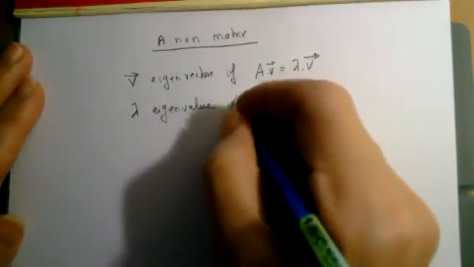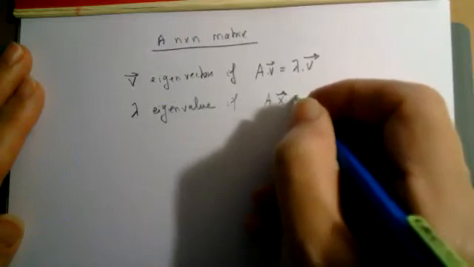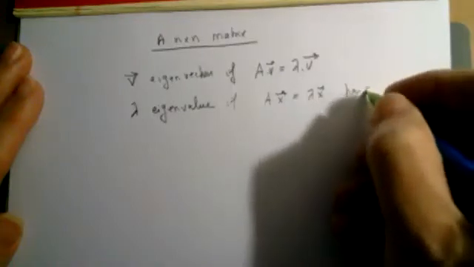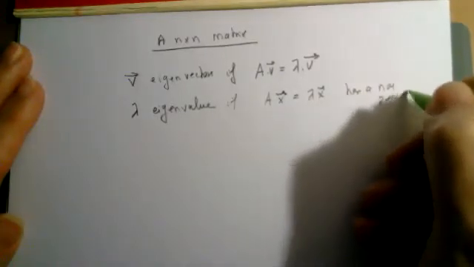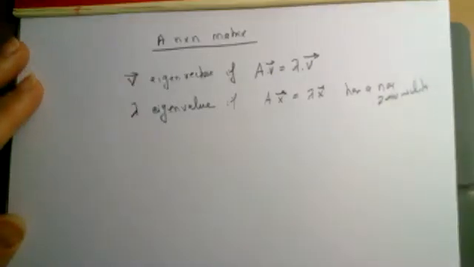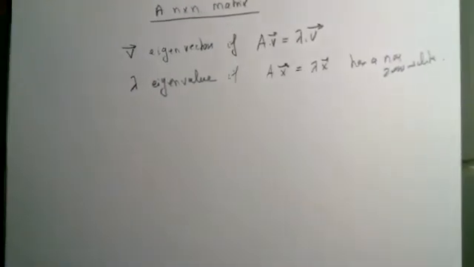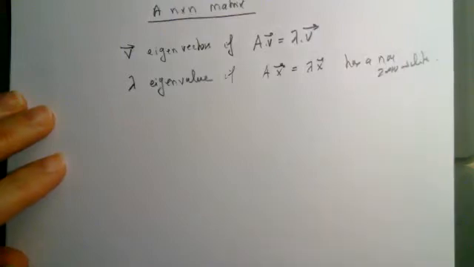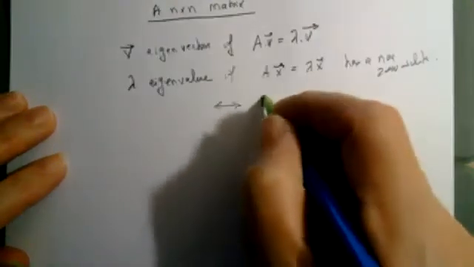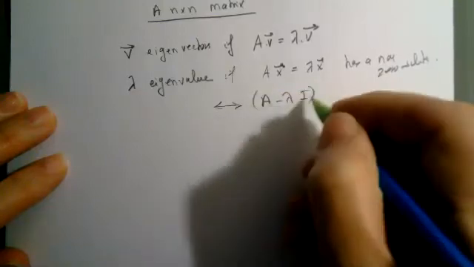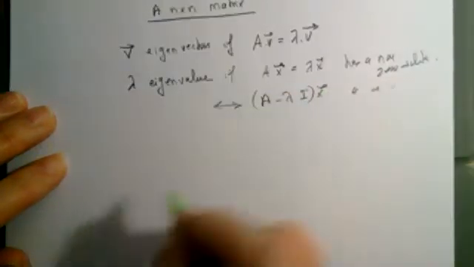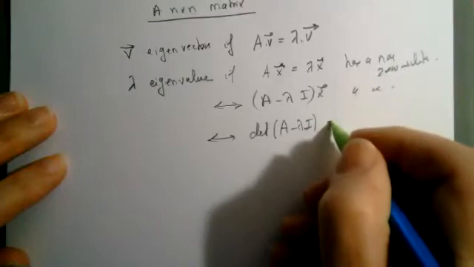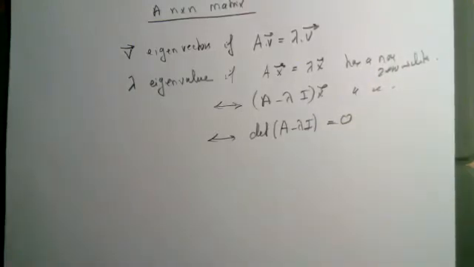Lambda is an eigenvalue if we can find a non-zero vector x such that Ax equals lambda x. This means Ax equals lambda x has a non-zero solution, which is equivalent to saying that (A minus lambda I) times x equals 0 has a non-zero solution, which means the determinant of A minus lambda I has to be equal to 0. Okay, so basically those were the definitions.